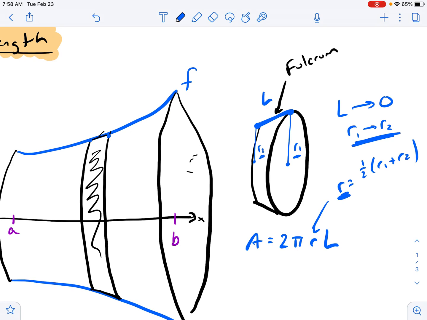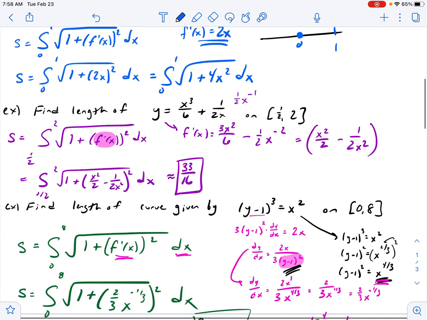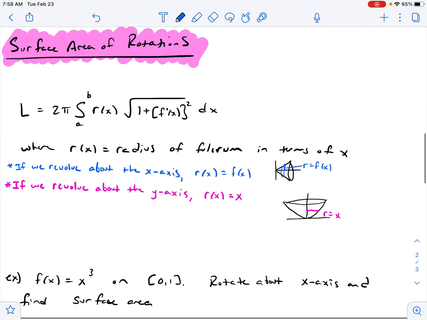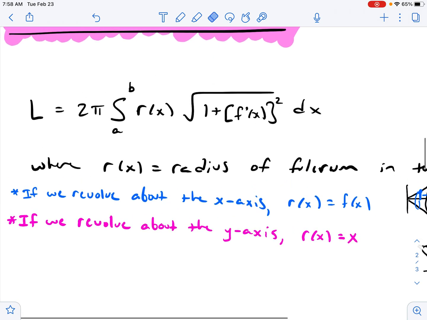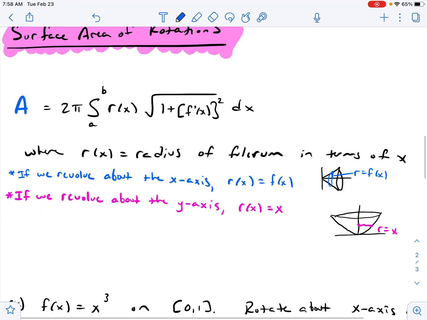So again, the trick with these formulas now is to figure out how do we get this in terms of x, okay? And here's the idea, all right? Says the overall surface area formula. I'll use A for surface area here, okay? Area is given as 2 pi integral a to b r of x times the square root of 1 plus quantity f prime of x squared dx, where r of x is the radius of the frustum in terms of x.